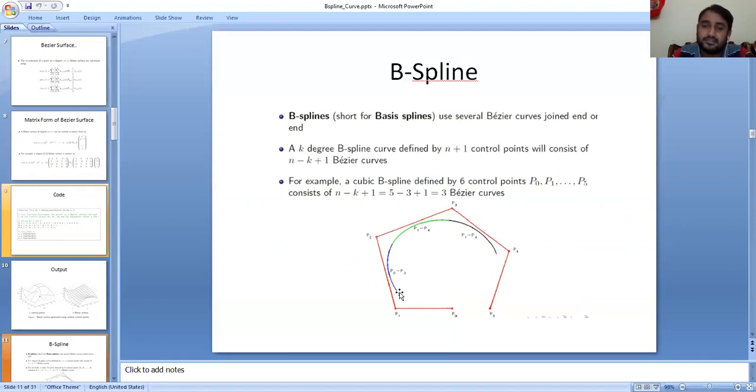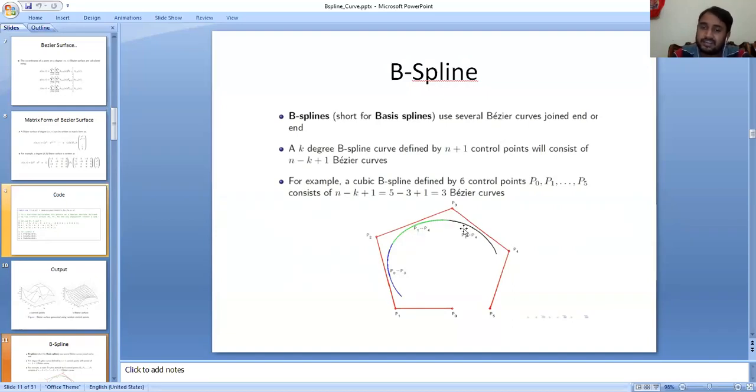Now the blue curve is a cubic Bezier curve made with the help of P0 to P3. So there are 4 points, and we have drawn this Bezier curve. Again, with P1 to P4, we have drawn this green Bezier curve.